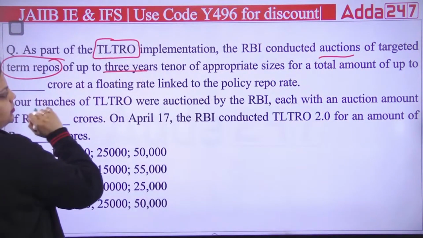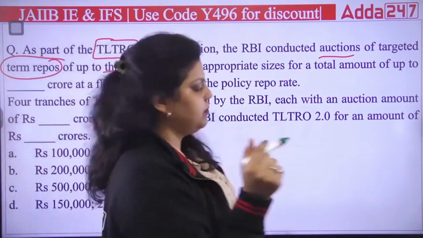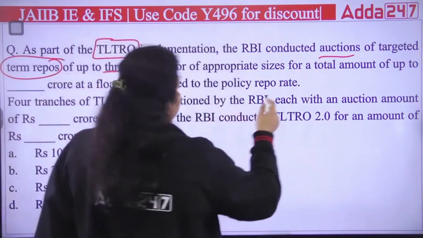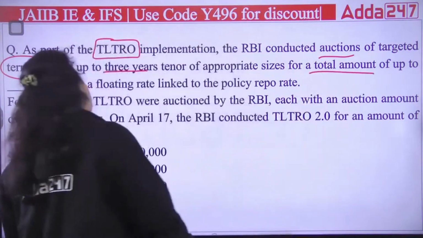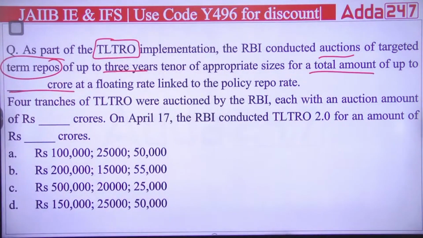As part of TLTRO, targeted long-term repo operation implementation, RBI conducted auction of targeted term repos up to 3 years. That's the maximum duration, and the minimum is 1 year duration for the auction purpose. Of appropriate sizes for a total amount of up to dash crores at a floating rate linked to the policy repo rate. Okay. So we have to answer here what is the actual amount that will be allowed here. What is the actual amount?